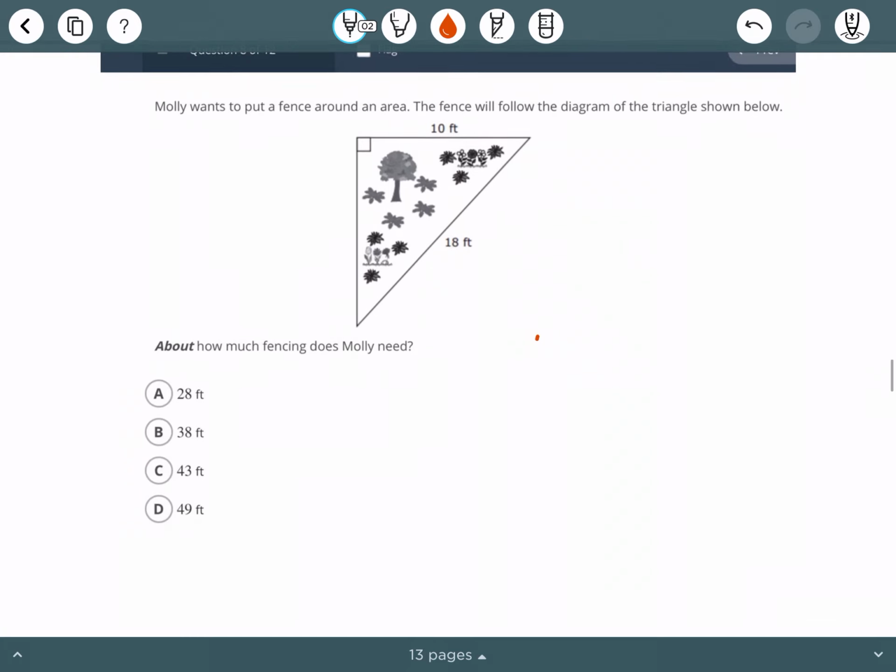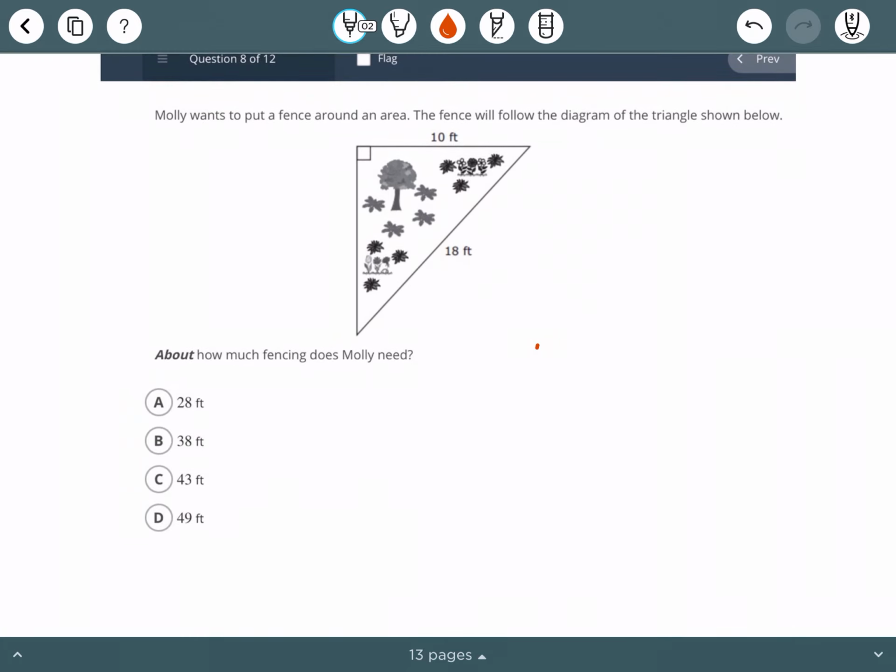All right, that takes us to question 8 out of 12. It says Molly wants to put a fence around an area. The fence will follow the diagram of the triangle shown below. How much fencing does Molly need? All right, so your first step here, step 1, is going to be to find the missing side length. So this is our missing side length. So you're going to do that first. 1, find missing side length.